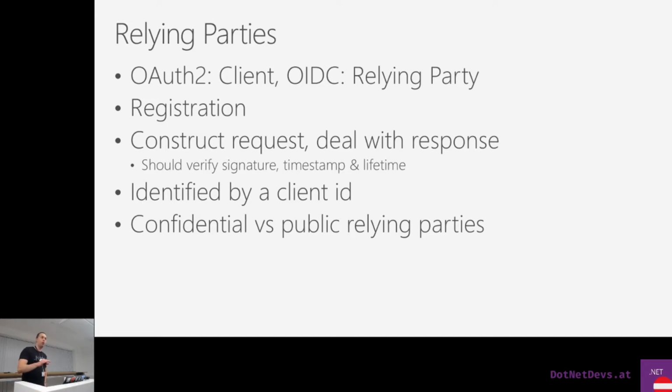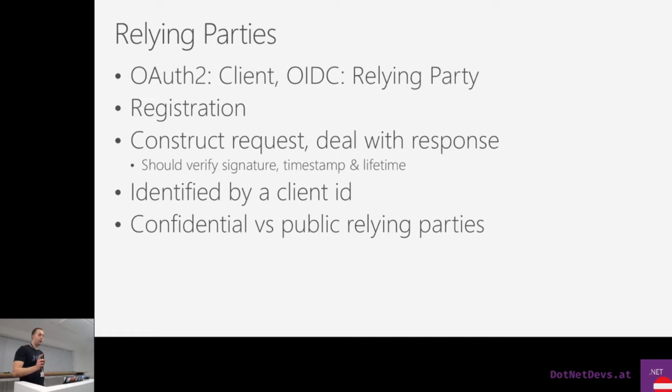Usually, the specification says that if you don't have a secret, the secret is actually empty, which is confusing. But the idea is that the relying party will always construct a request to the identity provider, and you would always identify it with the client ID. But there is a bit of a distinction. There are public clients and confidential clients.